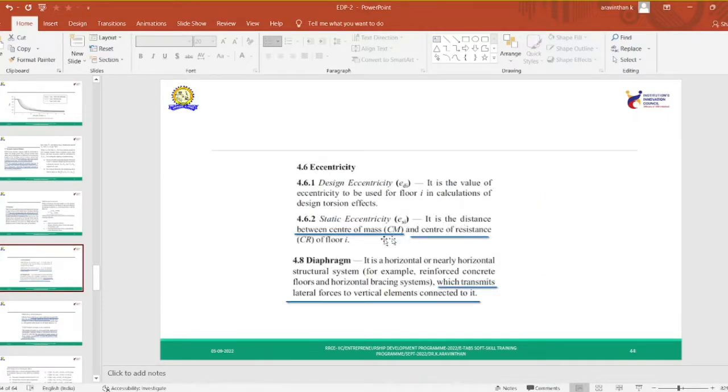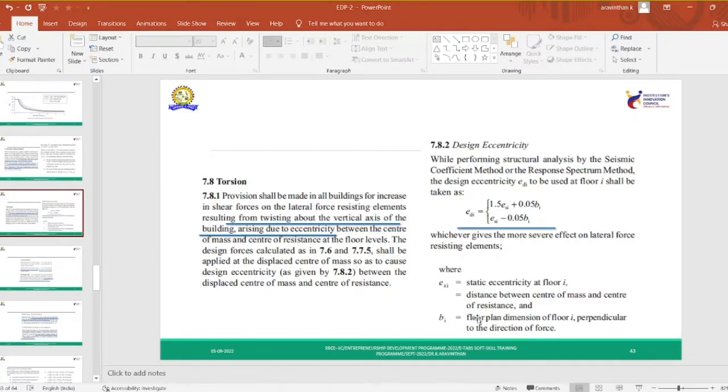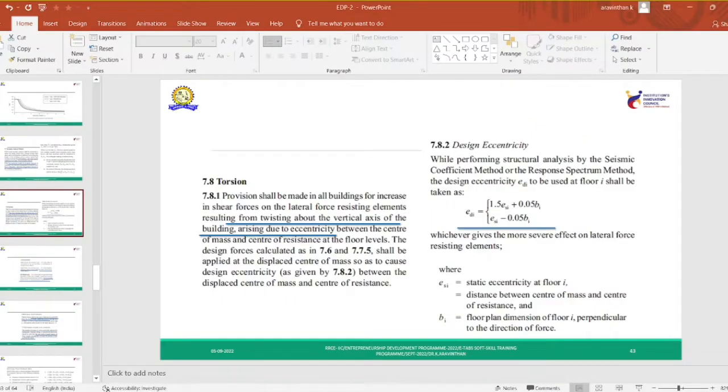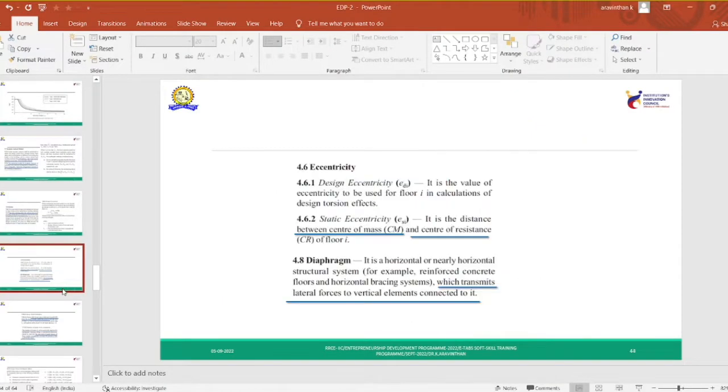Static eccentricity is the difference between the center of mass and the center of resistance of the floor. Also, b_i is the floor plan dimension of floor i. If you are finding it for each and every floor, you will have these differences. So this is what I said: the mass will be on one side and the center of resistance on a different side. For each and every floor, you will have an eccentricity. This creates a different torsion at the levels of the stories.